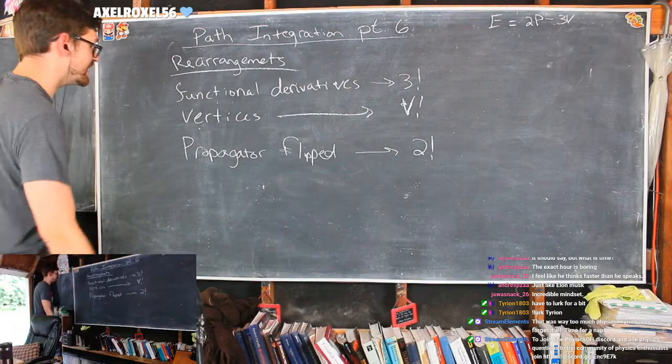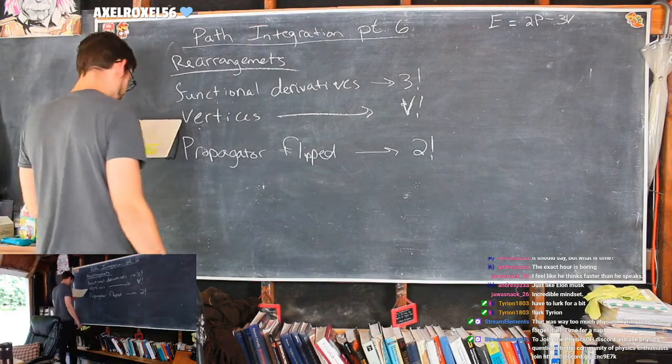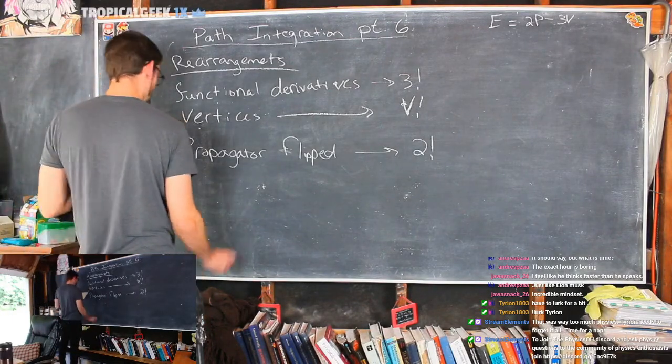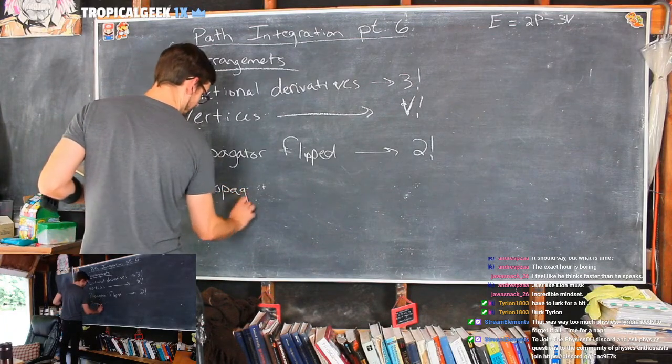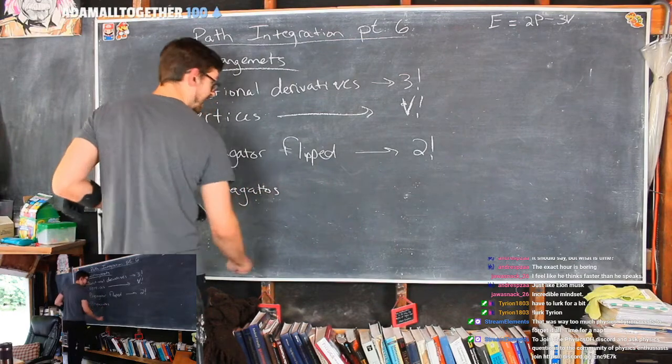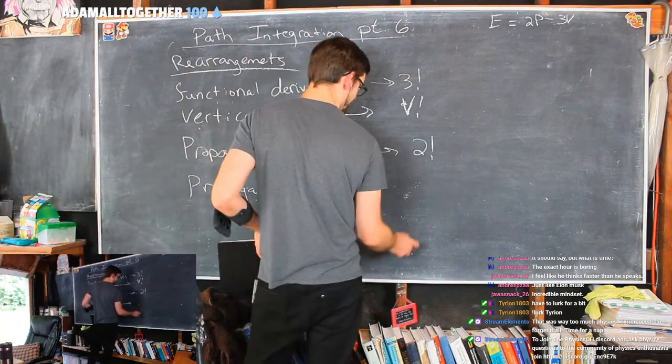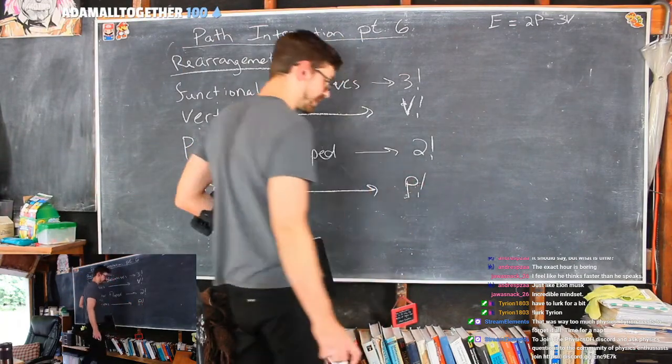Okay. So next we have one more symmetry factor we have to pay close attention to, and that's the actual propagators rearranging. And for those, it's going to be very similar to the vertices. It's just going to be p factorial because there's going to be that many propagators.